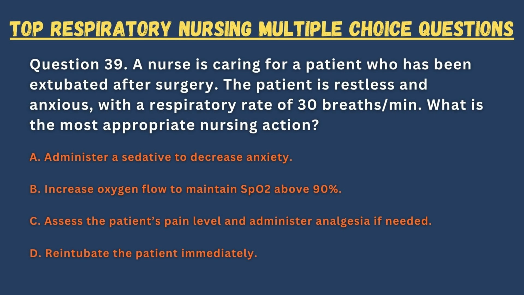Question 39. A nurse is caring for a patient who has been extubated after surgery. The patient is restless and anxious, with a respiratory rate of 30 breaths per minute. What is the most appropriate nursing action? A. Administer a sedative to decrease anxiety. B. Increase oxygen flow to maintain SpO2 above 90%. C. Assess the patient's pain level and administer analgesia if needed. D. Reintubate the patient immediately.